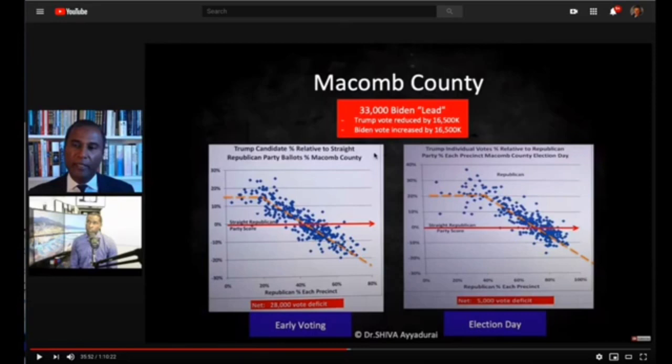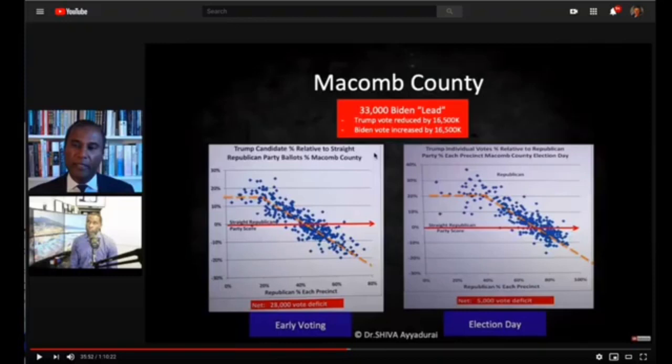And look at it again. Right when you get to about 20%, all of a sudden the line cranks down. And the more Republican votes come in, the less and less popular Donald Trump becomes as a function below the red line of the straight Republican ticket. Same thing for election day. Pretty much a horizontal line with normal distribution.